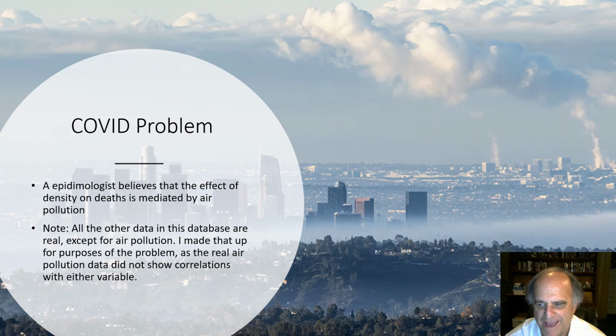Now, I have a little note here that all the other data in this database are real except for air pollution. I made that up, but that's no longer true. This is the kind of service I deliver to you. I was unhappy with having made up any data. So I actually went out and got the air pollution data for each state. Now, what this air pollution data is, it's really a rating of how healthy the air is. And the lower the number, the healthier the air, the less air pollution. So a lower number is less air pollution, but it's a rating of how much air pollution there is.